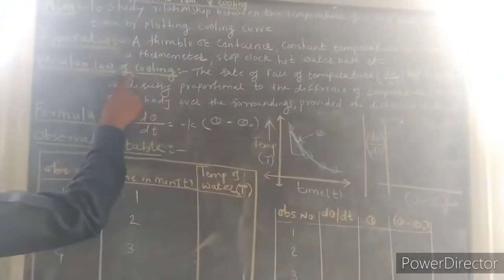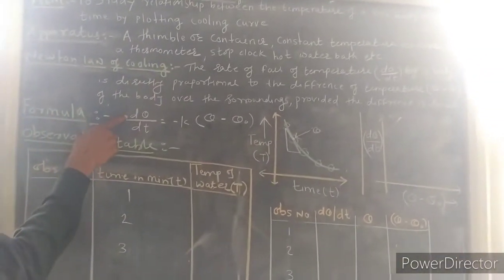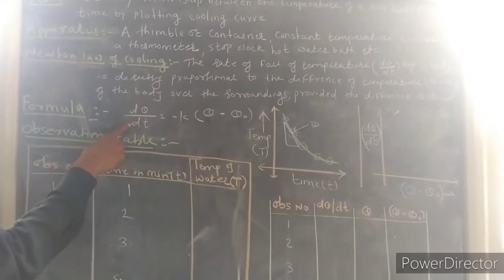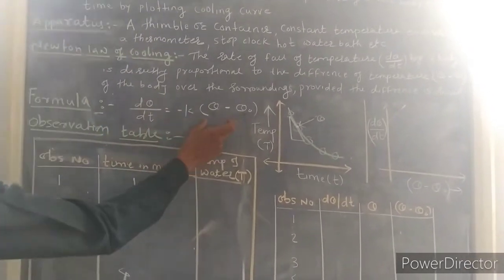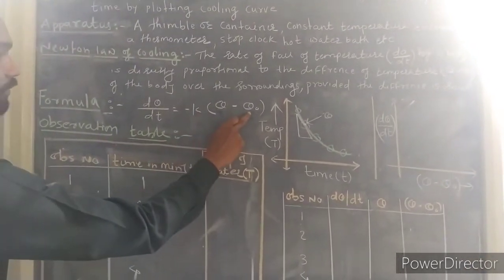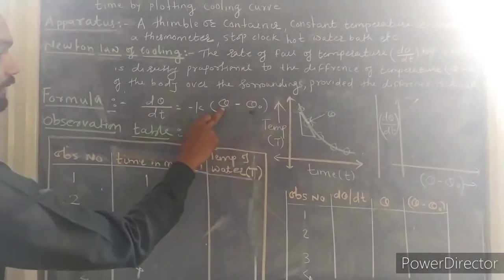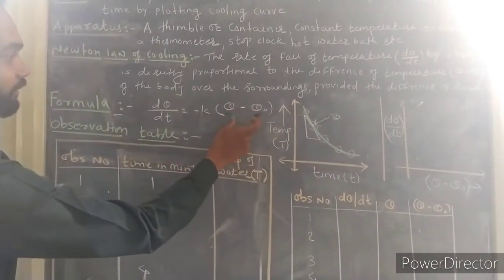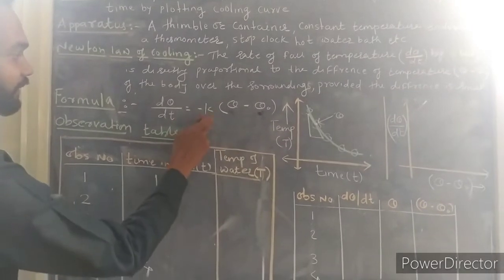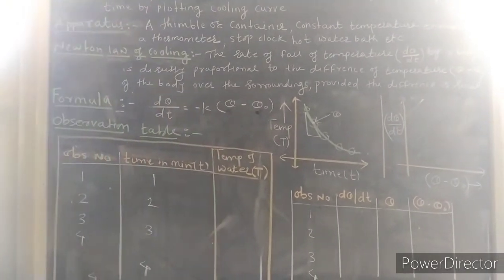Now next, Newton's law of cooling. The rate of fall of temperature of a body is directly proportional to the excess temperature, where theta 0 is nothing but room temperature, theta minus theta 0 is the excess temperature, and K is the constant of proportionality.